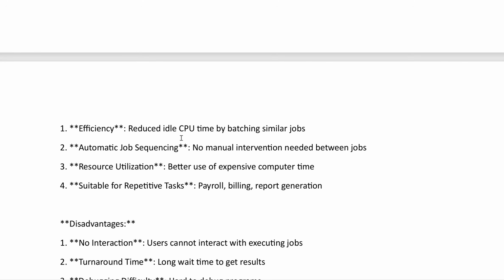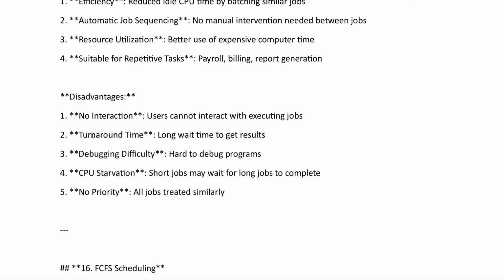Advantages of batch operating systems are efficiency, that is, reduced idle CPU time by batching similar jobs. Automatic job sequencing, there is no manual intervention needed between jobs. Resource utilization, better use of expensive computer time. Suitable for repetitive tasks, such as payroll, billing, and report generation.